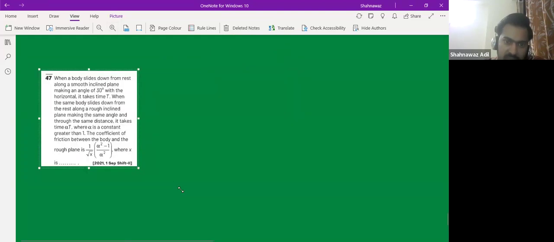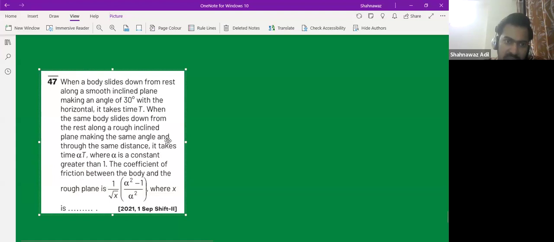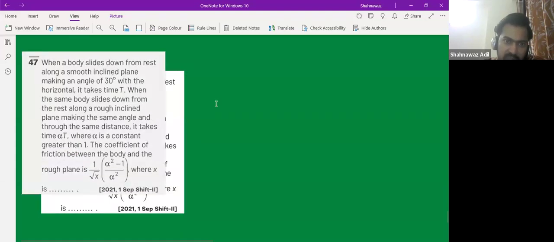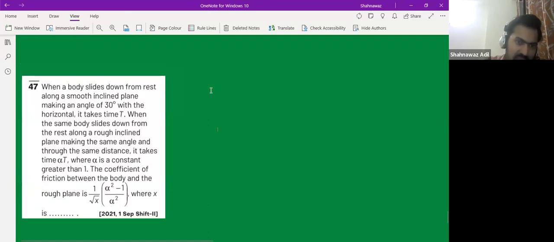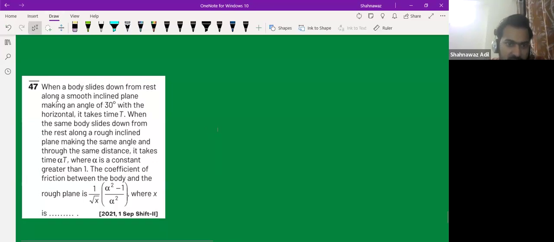Okay. So now I will ask you guys the components, right? Because you guys already know. When a body slides down from rest along a smooth inclined plane, making an angle 30° with the horizontal, it takes time t, right? So case first.